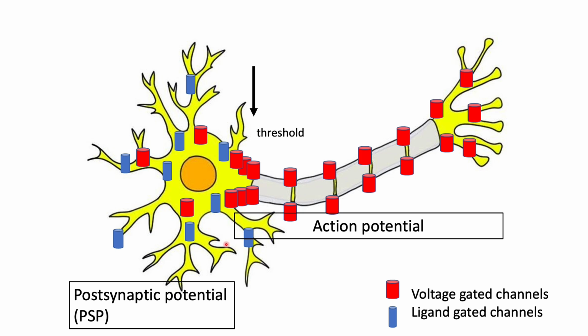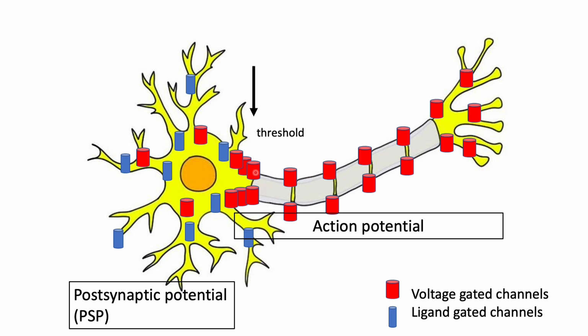The change in the membrane potential at the level of the dendrites and the soma is usually in the form of postsynaptic potential, which is a graded potential. It's not an action potential. It's very unlikely to result in an action potential. Whereas the generation of the action potential, as we said, is usually at the level of the axon hillock, and then it will be transmitted throughout the axon and the axon terminal.